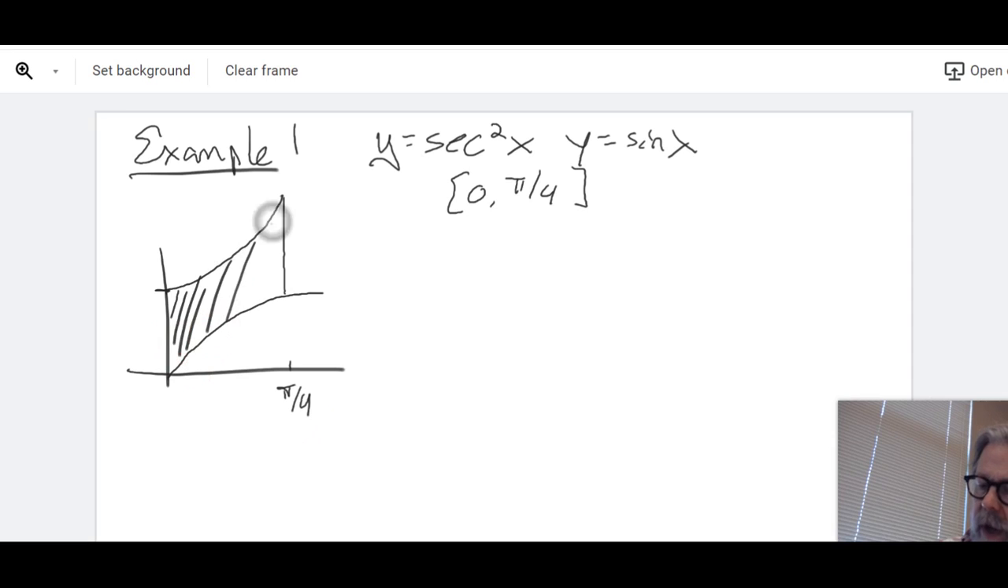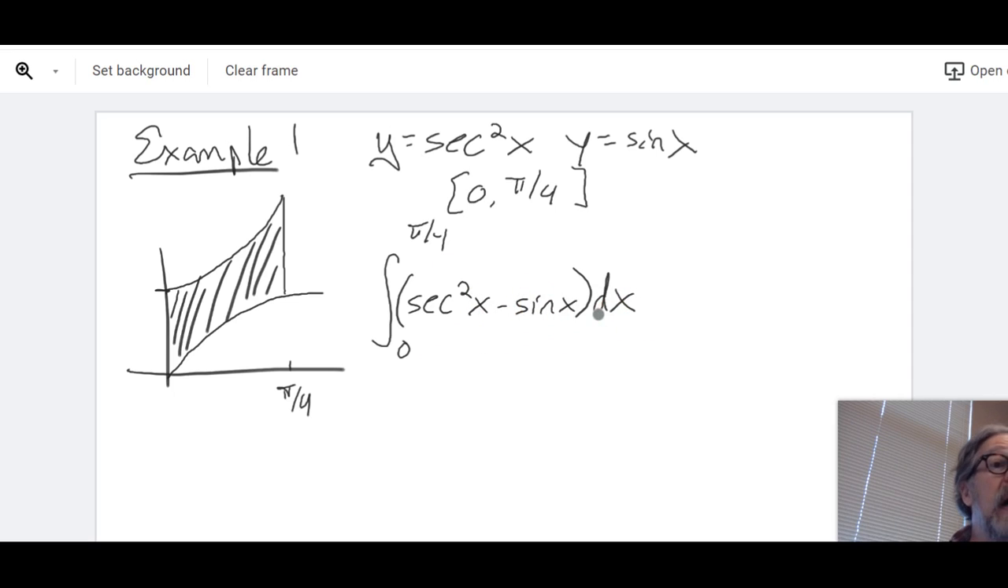We want this area right here, so we take the integral from 0 to pi over 4 of secant squared minus sine dx. Mathematicians will shout at me for not saying secant squared x minus sine of x, but I do it anyway. And we know that the antiderivative of secant squared is tangent of x. We know that the antiderivative of minus sine is cosine of x. We're evaluating from 0 to pi over 4.